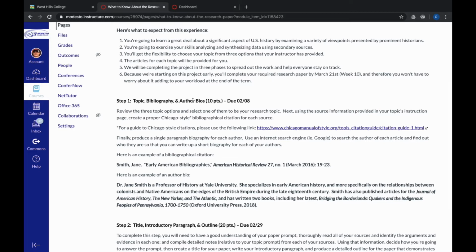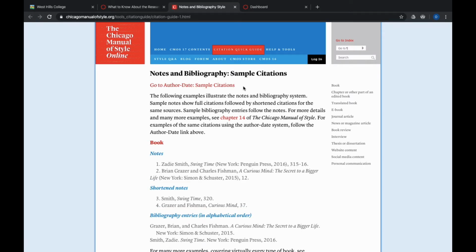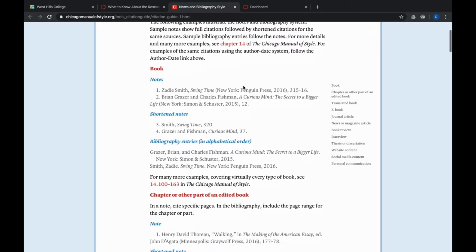Again, I'll go into a topic and kind of show you what you're going to be looking for. But I have some examples here. An example of an author biography, an example of a bibliographical citation, and I want you to use this link here to understand the Chicago style rules for a bibliography entry. If it's a book by one author, you're going to do the bibliography entry in this format.